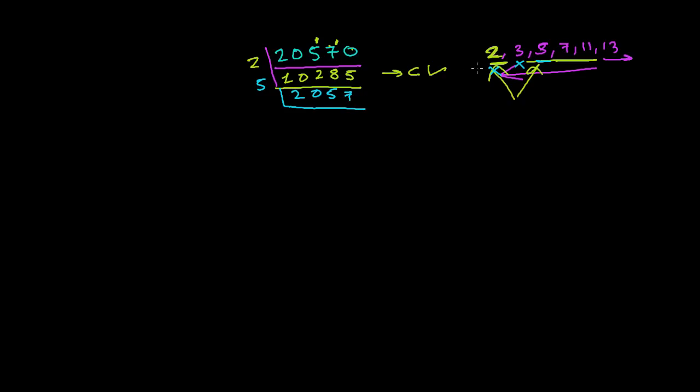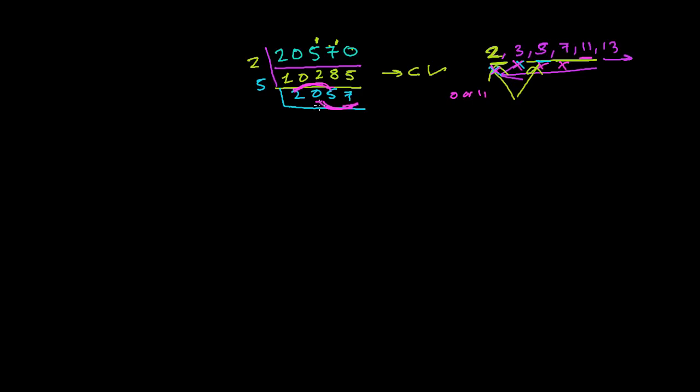Now it's 7, it's not divisible by 3. 7 plus 5 is 12, 12 plus 2 is 14, it's not divisible by 3 also, it's not divisible by 5 also, it's not divisible by 7 also, it might be divisible by 11. Let's check. Just add the odd place digits and the even place digits. If the difference of the sum of the odd places and the sum of the even places is 0 or a multiple of 11, then the number will be divisible by 11, otherwise not.